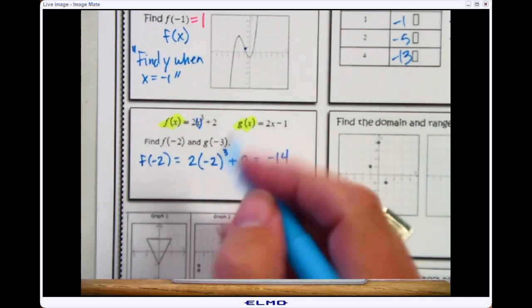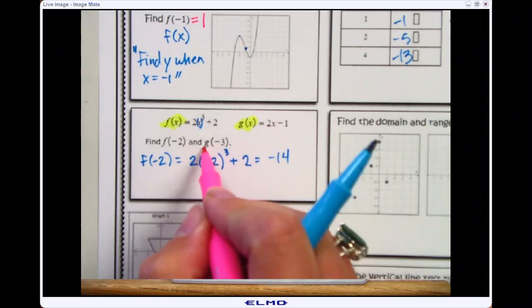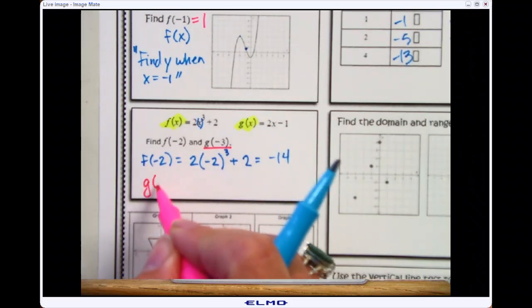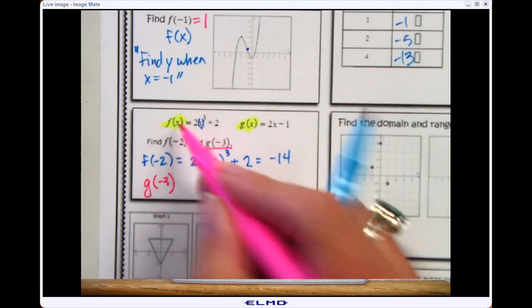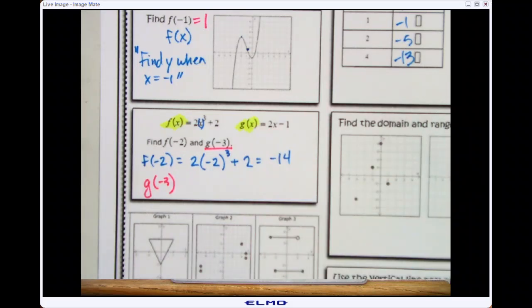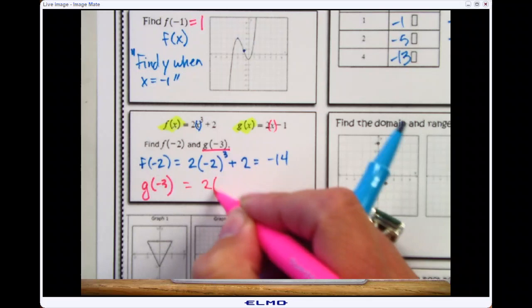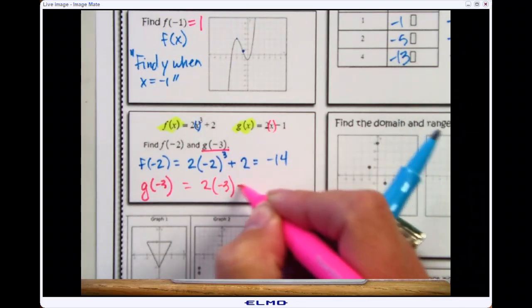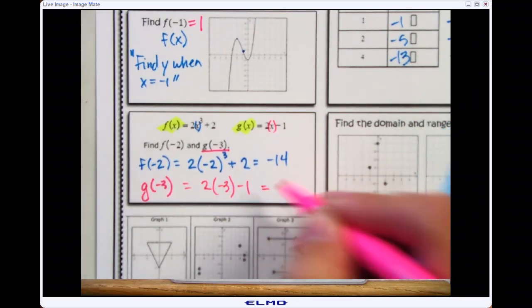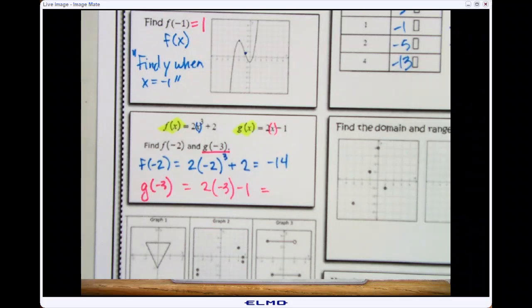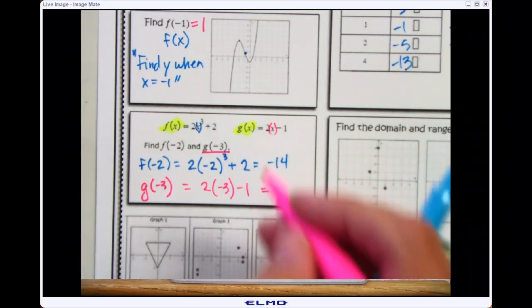All right, now we need to do g of negative 3. It's a two-part problem, right? Are we going to plug it in f, or are we going to plug it in g? G. We're going to replace that x right there. 2 times negative 3 minus 1. Negative 7? Yep.